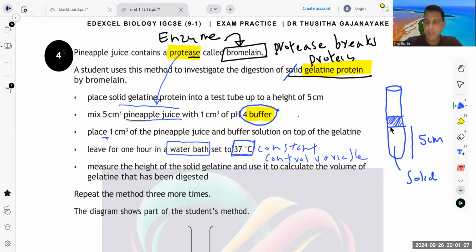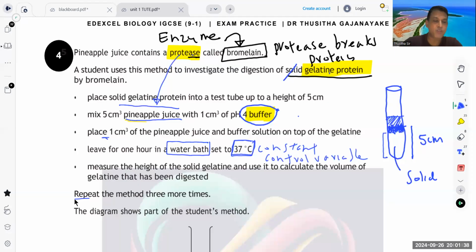Now what will happen when you keep it 1 hour? The enzyme starts to break down the gelatin. So enzymes start to break down the gelatin, and over the time, the height of the gelatin decreases. Now you see the height is this much after 1 hour because enzymes break down gelatin. Protease is enzyme, gelatin is a protein.